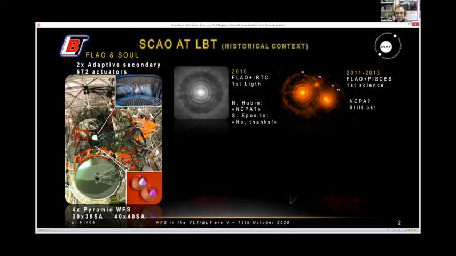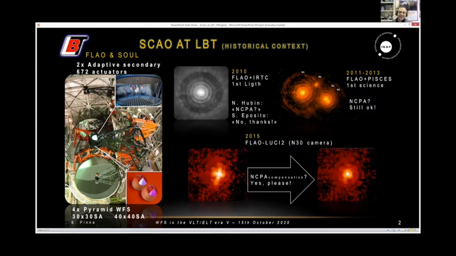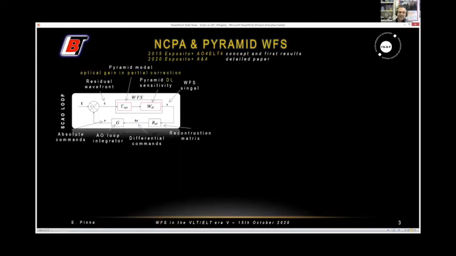But the story changed a little bit when in 2015, we had finally our instrument LUCI. LUCI is quite a complex instrument. It's a multi-object spectrograph and imager, with different scalings. And so big instrument, big NCPA. And so we had to start to deal with this kind of stuff. And so the new point was to deal with NCPA with the pyramid wavefront sensor.